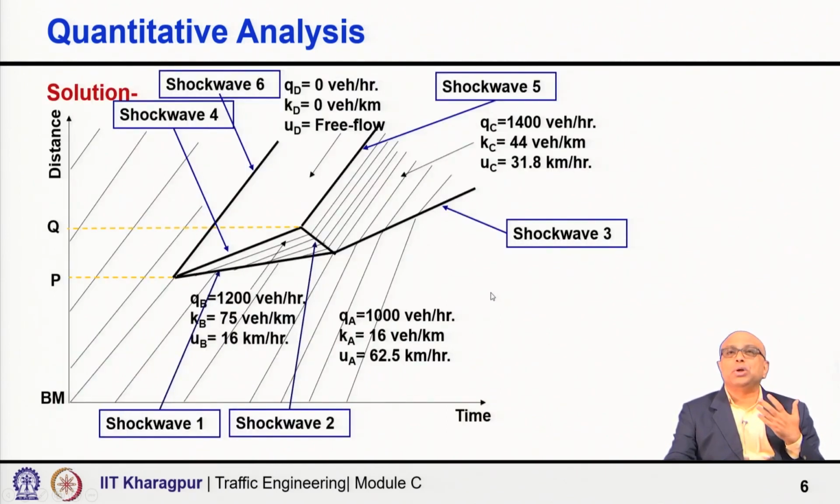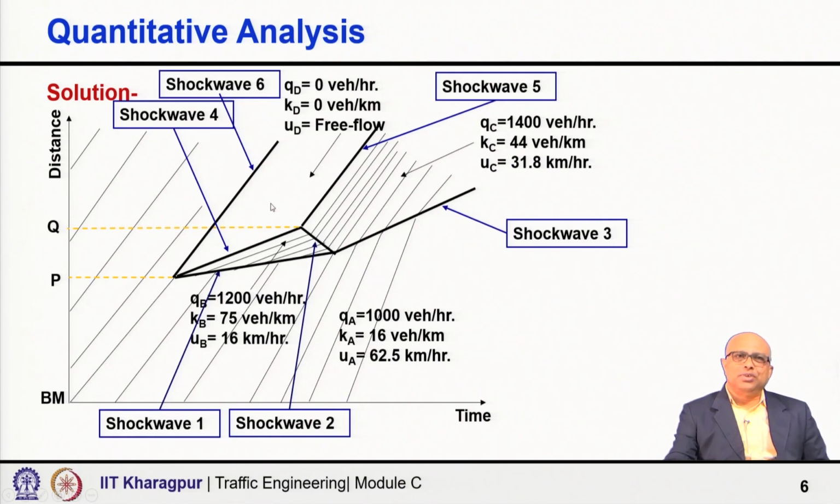First, we need to identify how many shock waves there will be and what will be the speed of the shock waves. As you know, the original traffic state is A under normal condition till the truck enters at point P. That traffic state is shown here as Q A, K A, and we have calculated the corresponding speed value also, because the flow is known and density is known. So, we can calculate the speed.